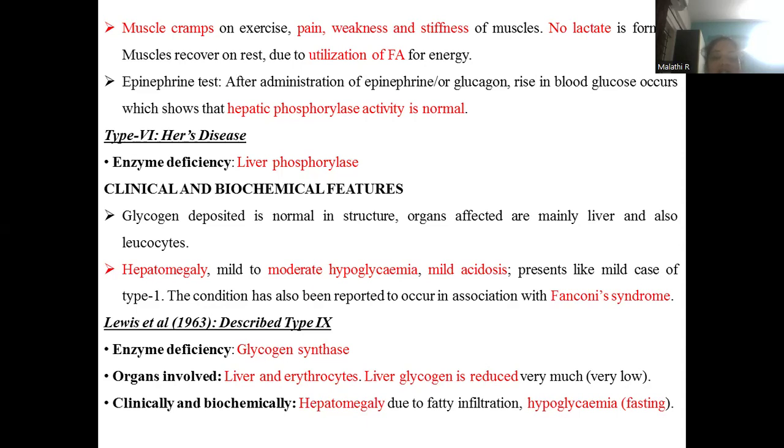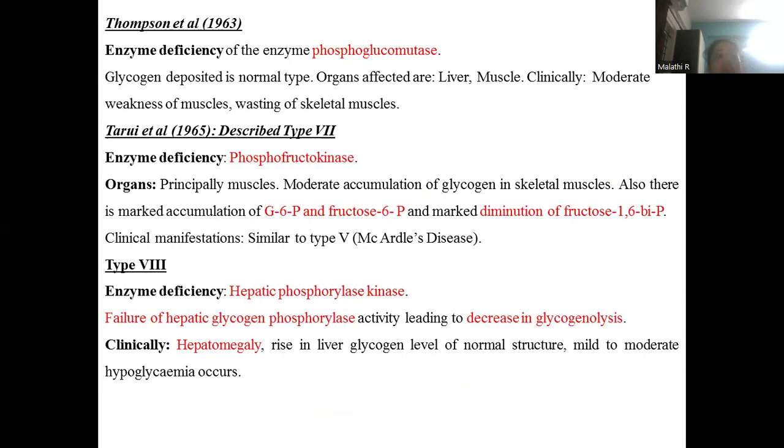Lewis et al., 1963, described type 9. The enzyme deficit is glycogen synthase. Organs involved are liver and erythrocytes. Liver glycogen is much reduced, very low. Clinical and biochemical features include hepatomegaly due to fatty infiltration and hypoglycemia, especially seen during fasting. Thomson et al. described a disease where the enzyme deficiency is phosphoglucomutase, the glycogen deposited is normal type, and organs affected are liver and muscle. Clinically, moderate weakness and wasting of skeletal muscle are also seen.